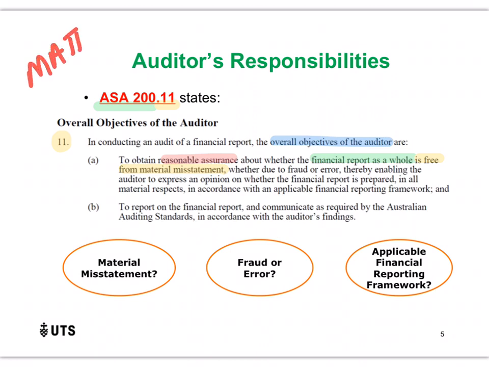So material. Now let me explain to you what that means. When we talk about material information, or in this case, material misstatement, guys, we're talking about significant misstatements, significant information. The concept of materiality or material essentially means important, significant. It's significant or important enough to change the user's decision based on that information.